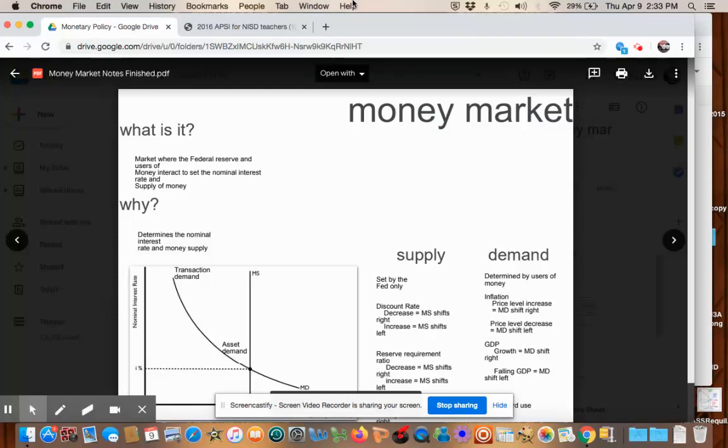We are going to be doing a new graph. This is the money market graph. Okay, so what is it? This is the market where the Federal Reserve and the users of money interact to set the nominal interest rate and supply of money. Things to keep in mind. Remember, the Federal Reserve is the only entity that controls the money supply at any given time, and the nominal interest rate is the price of borrowing money. And remember, nominal means it's not adjusted for inflation.